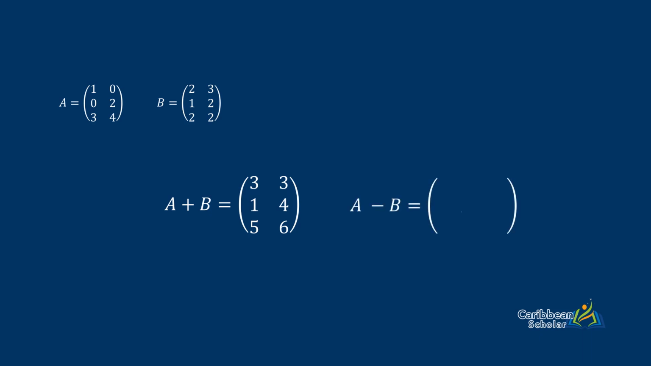So we have 1 minus 2. It's negative 1. 0 minus 3 is negative 3. 0 minus 1 is negative 1. 2 minus 2 is 0. 3 minus 2 is 1. And 4 minus 2 is 2.